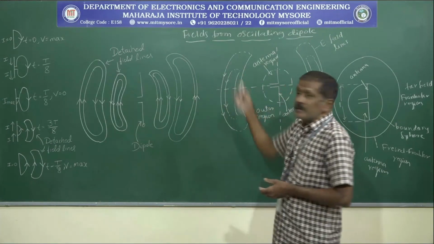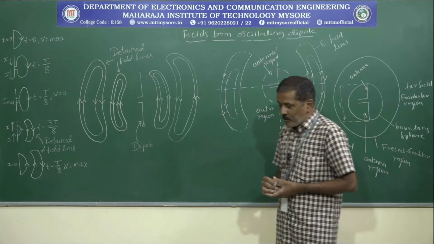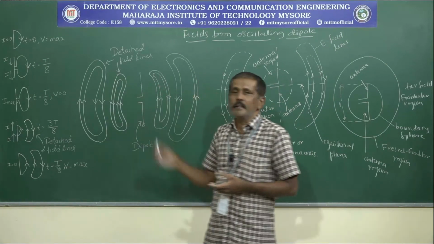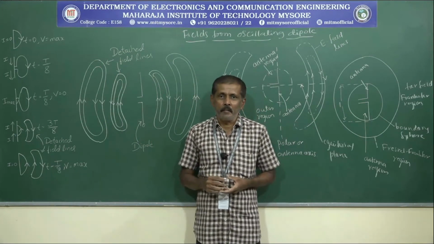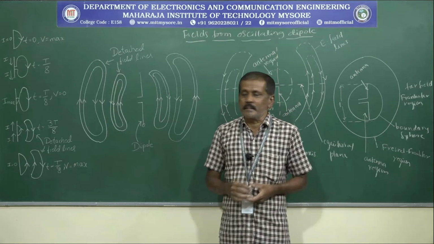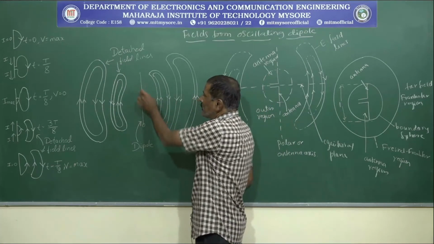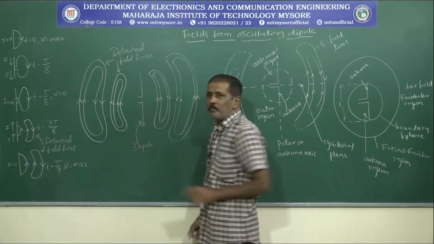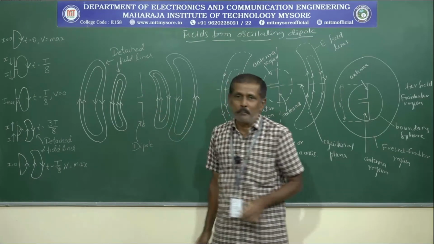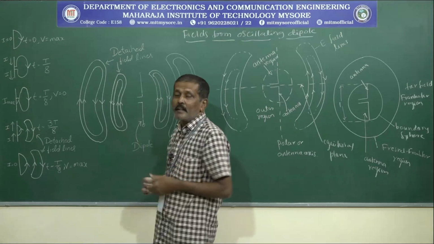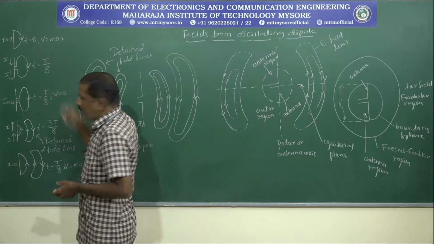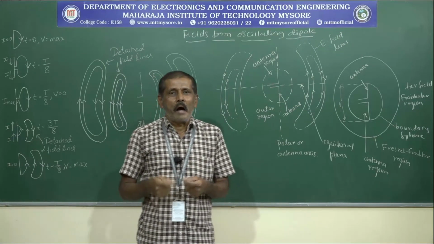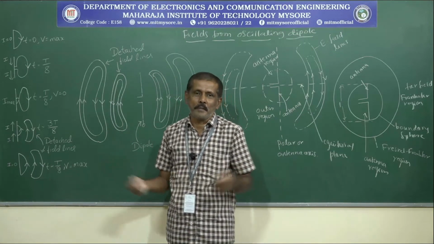Now let us consider the fields from an oscillating dipole. To illustrate the operation of an antenna, a dipole antenna is considered, that is two monopole antennas. This is one monopole antenna and this is another monopole antenna, then it becomes a dipole antenna. Let us see how the antenna radiates. This diagram shows you at every instant of time how the signals are radiated from the antenna.